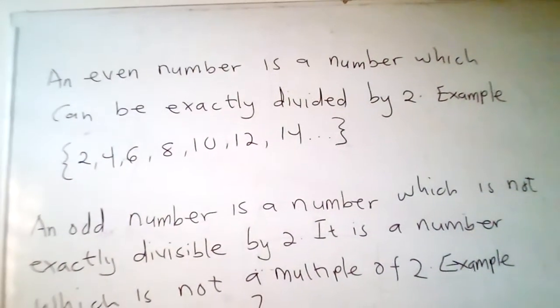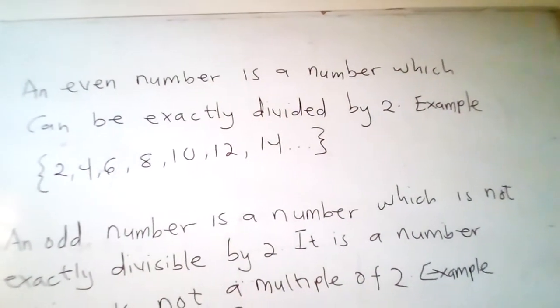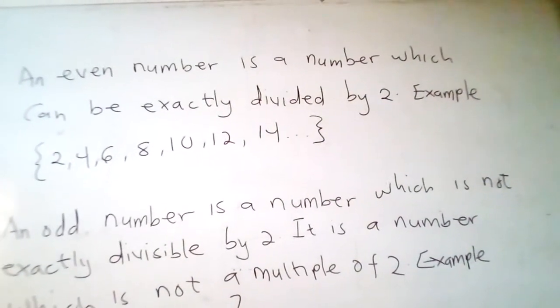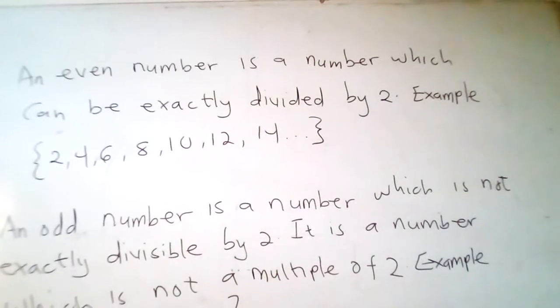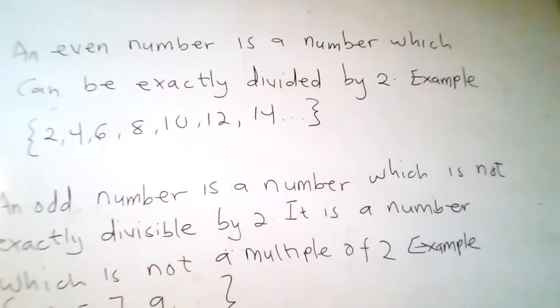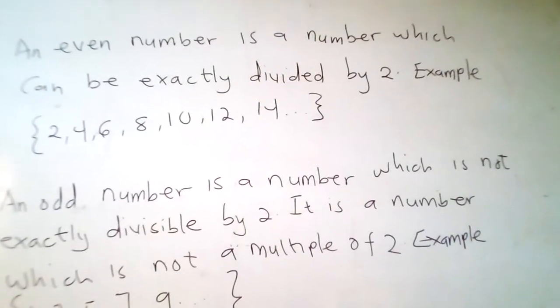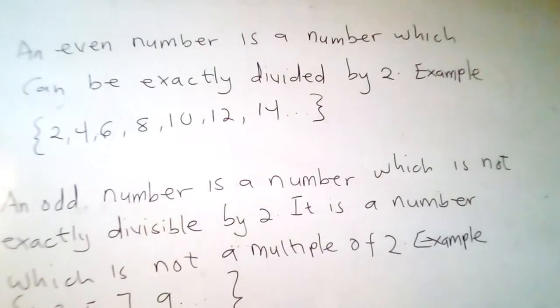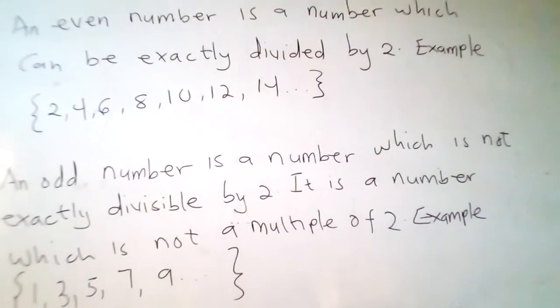So now let's start with even numbers. An even number is a number which can be exactly divided by 2. Example: 2, 4, 6, 8, 10, 12, 14. If you look at the examples, it means that even numbers are multiples of what? 2. Because 2 times 2 is 4, 2 times 1 is 2, and so on and so forth.